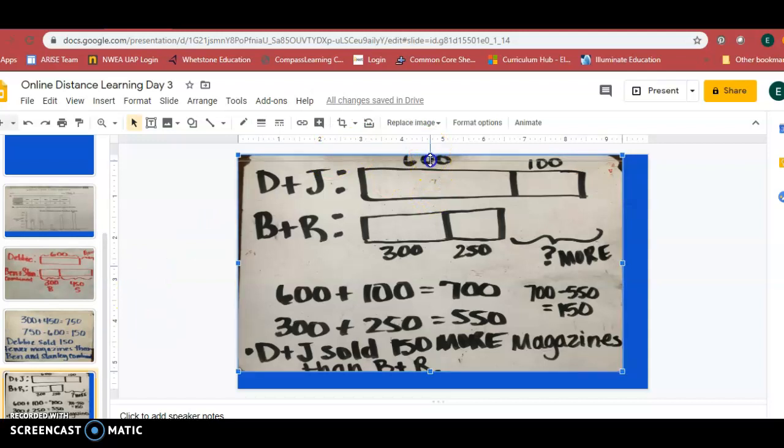Fixing it so we can have it all on our screen. All right, so go ahead and check your work with mine.